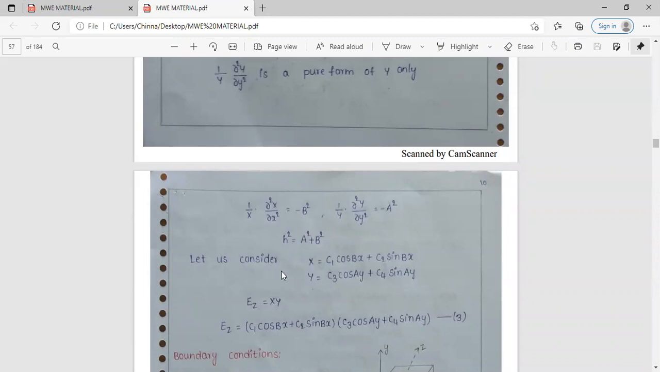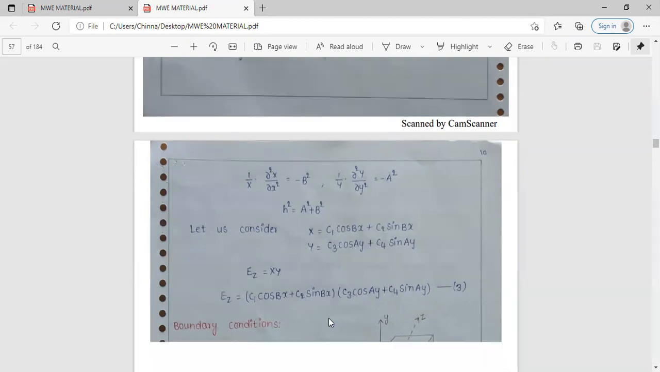So let us consider that X is equal to c1 cos bx plus c2 sin bx, and Y is equal to c3 cos ay plus c4 sin ay. Similarly, Ez is equal to XY. So the general formula Ez is equal to XY, then Ez is equal to c1 cos bx plus c2 sin bx times c3 cos ay plus c4 sin ay. This is equation number 3.